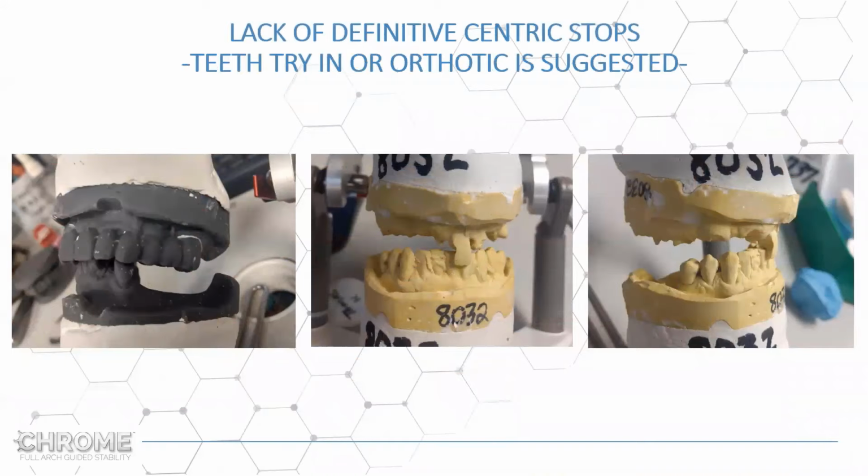So here's an example of a lack of centric stops. We were asked to make a double arch case on these two pictures right here, from this bite, to go to surgery with an upper and lower guided smile with prosthetics, and we just stopped it. We sent the doctors a try-in, something they could confirm the bite with in vertical dimension.